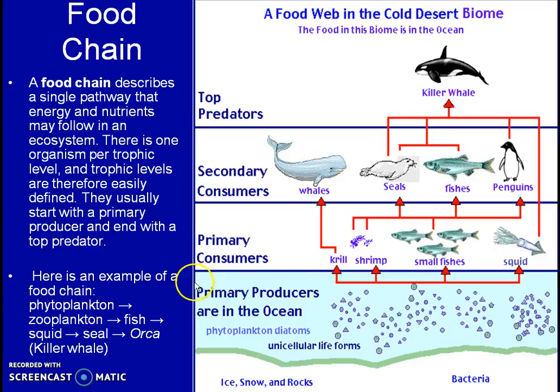Here is an example of a food chain: phytoplankton, then zooplankton, then fishes, then squid, seal, and lastly the orca, that is the killer whale. This is a simple example of a cold desert biome ecosystem.